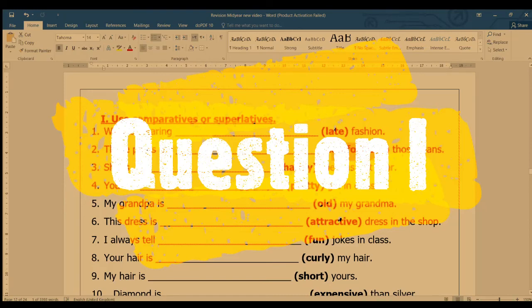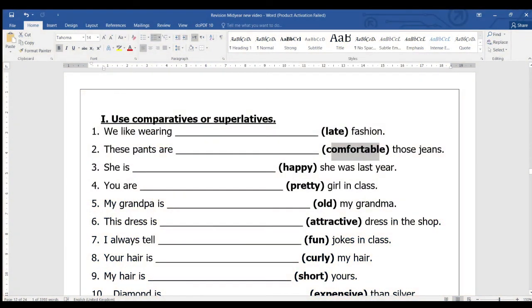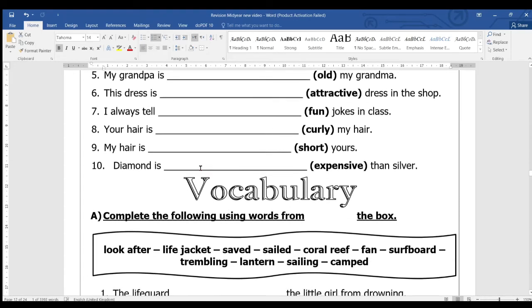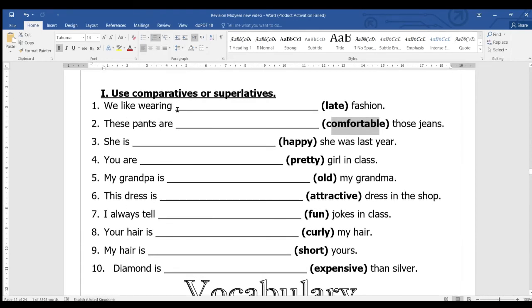Exercise I, or question I. Use comparatives or superlatives. So we're going to read this sentence and read the adjective between the brackets, then decide, are we going to use the comparative form or the superlative form? It depends on the sentence. Am I comparing one thing to another thing or one thing to a group of things? Right? So let's start with the first one and then you can finish the rest on your own and check your answers in the model.